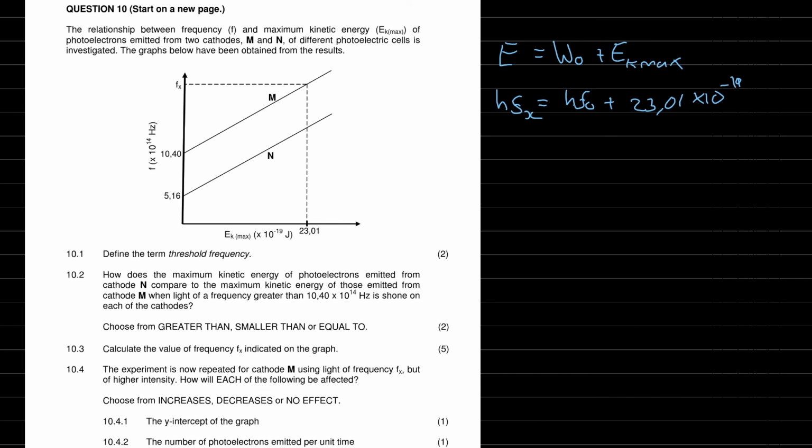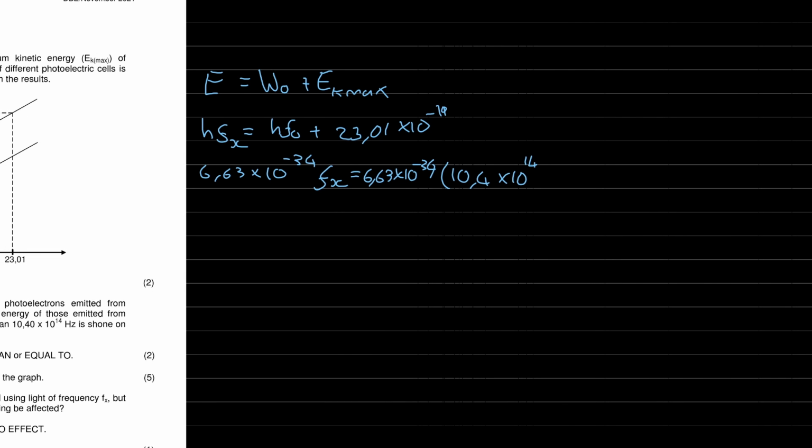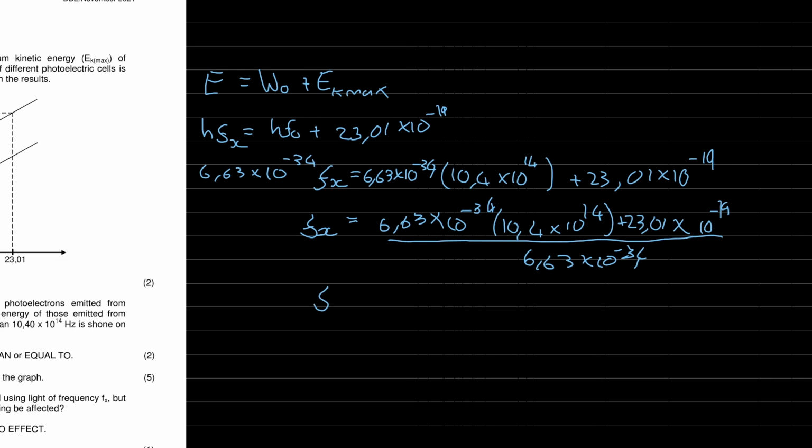So h is Planck's constant. We can fill that in: 6.63 times 10 to the negative 34. Fx equals h again, same thing. Now h f0, that's going to be the intercept, right? The minimum frequency required. So it's going to be 10.4 times 10 to the 14. And then it's going to be plus 23.01 times 10 to the negative 19. So you divide by 6.63 on both sides, and you get fx to be 4.51 times 10 to the 15 hertz.